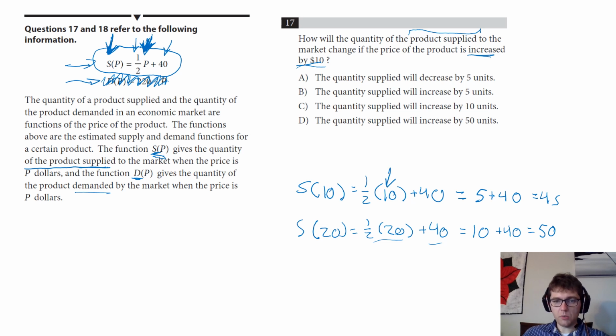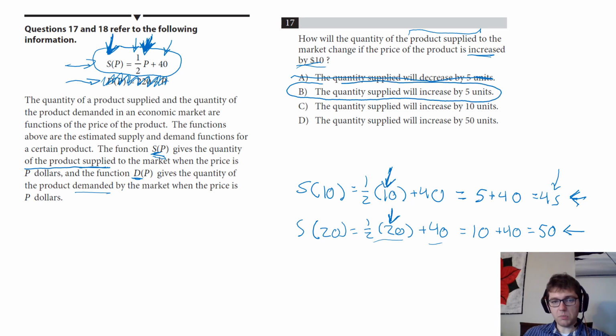So what did we do here? We increased P by 10, and we got an increase in quantity of the difference between 50 and 45, which is 5, right? So we increased price by $10, we increased the quantity by 5. And that would be true whether you did 30 and 40 here or anything increased by 10, this will always be changed by 5. So what does that mean for your actual answer? The quantity supplied will decrease by 5 units. That is not correct. We saw that the quantity increased by 5. So the quantity supplied will be increased by 5 units. That is correct. It did increase by 5.